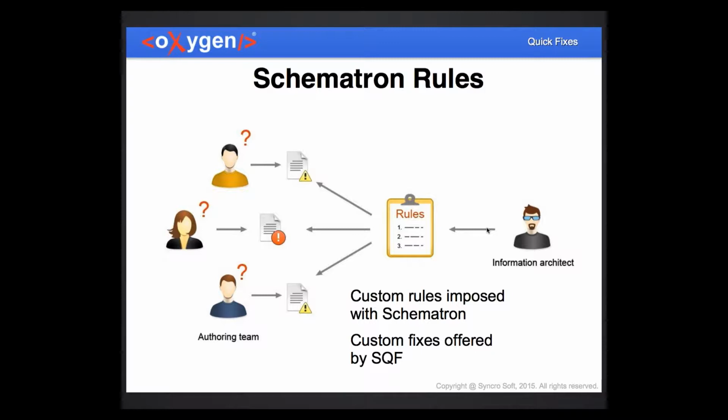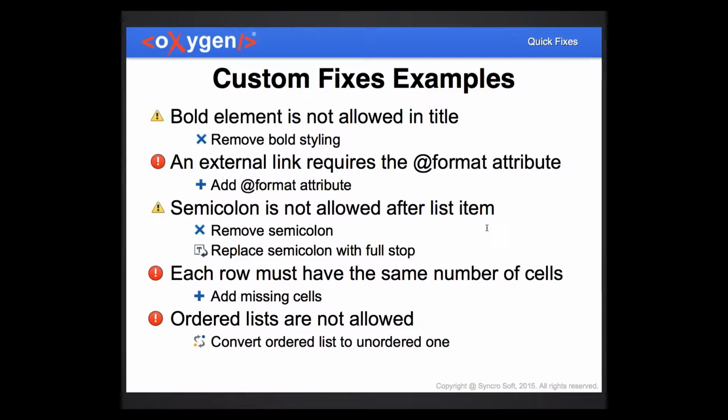So now we do not only enforce those rules showing an error, but we can also provide a way to fix them automatically. So the users will be able to just select the right fix. So for instance, in this case, we can remove the bold element or add a format attribute, remove semicolon, or replace that with full stop. So different options can be provided.